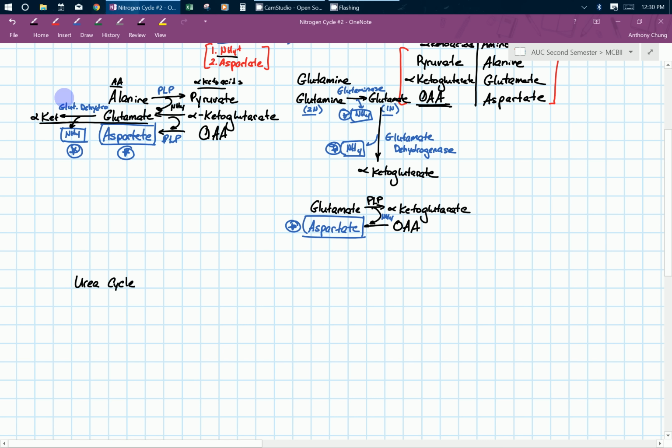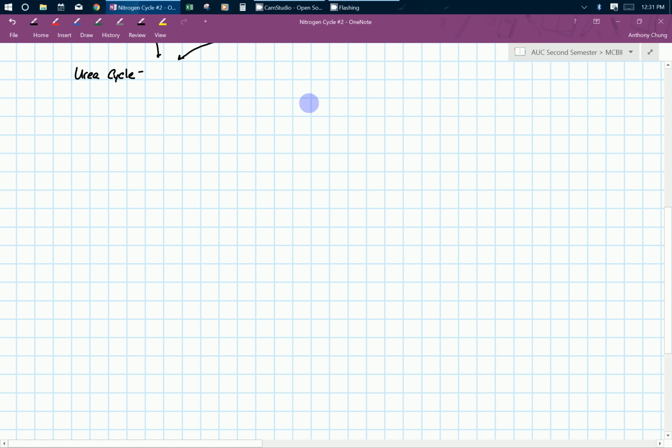So in my last video, I was talking about how aspartate and ammonia were able to be made in the liver, and those are the substrates that we're going to be using in the urea cycle. So if you could think about these nitrogens all coming in and aspartate coming in, we're going to start our urea cycle. Our urea cycle, very important, utilizes two main substrates, and that's going to be ammonia and aspartate.